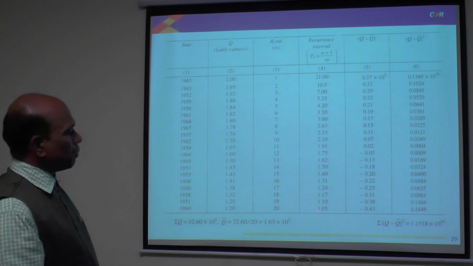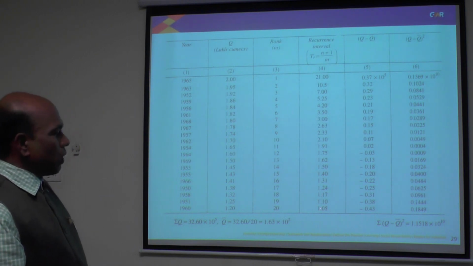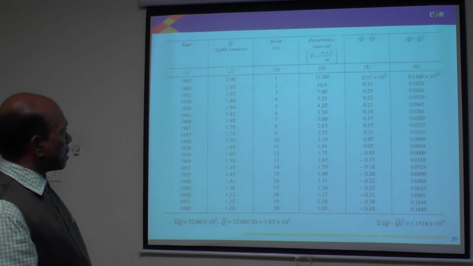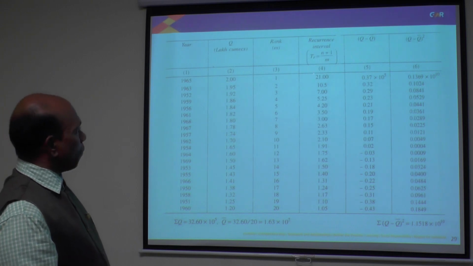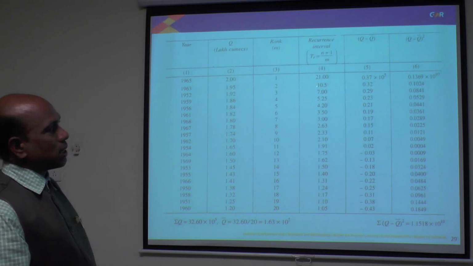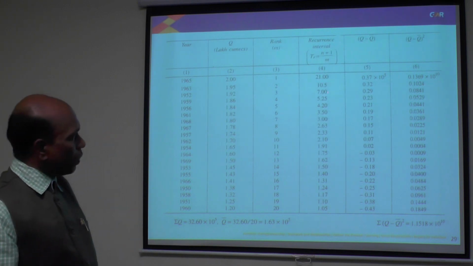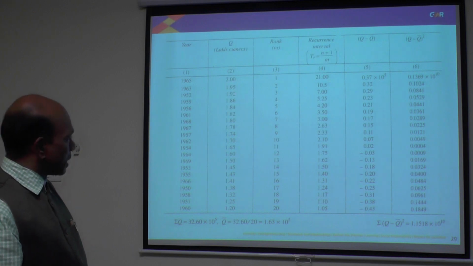Every 1 year, approximately 1.05. Every 1 year, we are having this much of flood. But this much of flood is possible once in 21 years. That is the meaning of recurrence interval. Once we know the recurrence interval, we know the discharge.